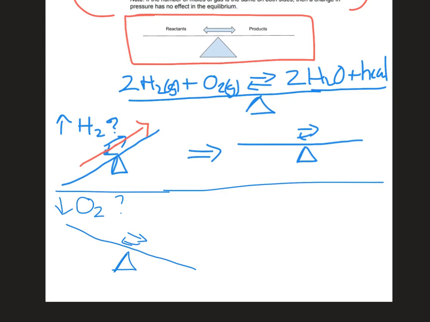And now think about, what if we increased the temperature? If we increase the temperature, right, that would be like adding heat, okay? We're going to be adding heat. So if we added heat, what would happen to our teeter-totter? Well, initially, it would look like that. So which way would that have to shift to bring it back to equilibrium?